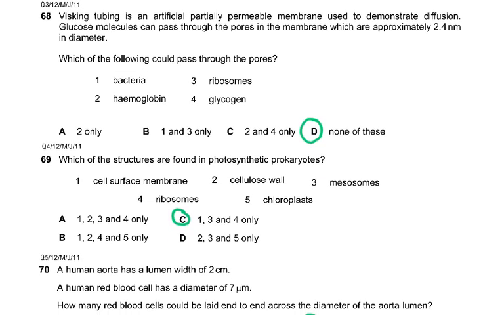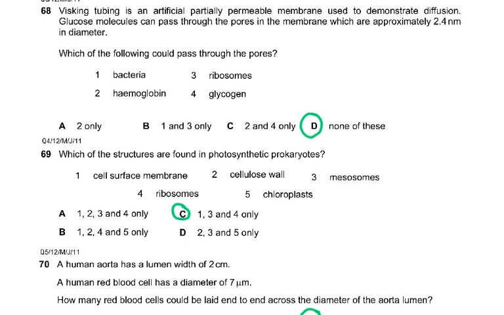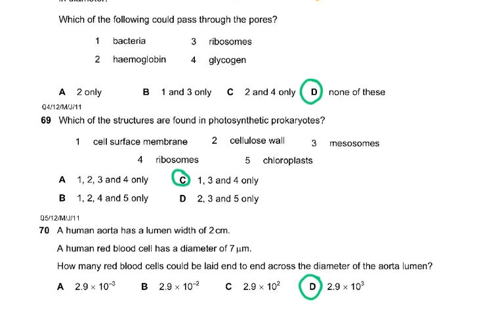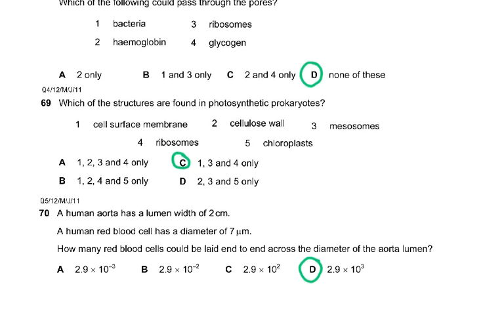Visking tubing is an artificially partially permeable membrane used to demonstrate diffusion. A glucose molecule can pass through the pores in the membrane, which are approximately 2.4 nanometers in diameter. Which of the following could pass through the pores? Bacteria, no. Hemoglobin, no. Ribosomes, no. Glycogen, no. Which of the structures are found in photosynthetic prokaryotes?